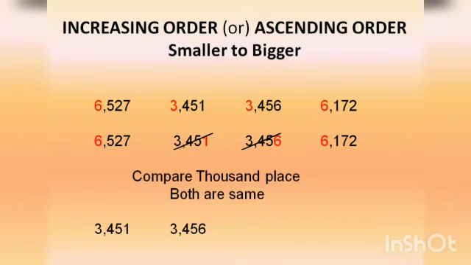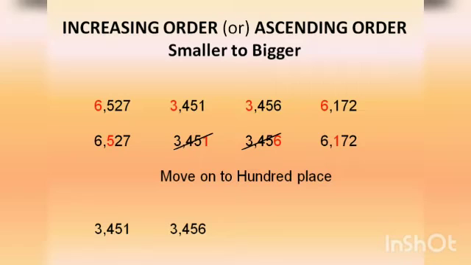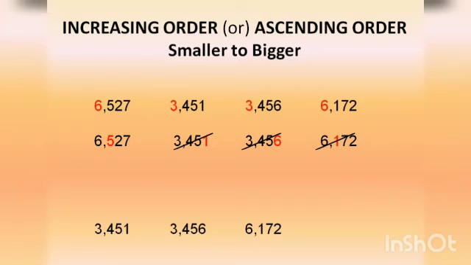The thousands place value is the same, both are 6. Move on to the hundreds place: 5 and 1. 1 is the smallest number. You strike out this number and write it. The remaining number is 6529. You take it and write it. Increasing order or ascending order is smaller number to bigger number.